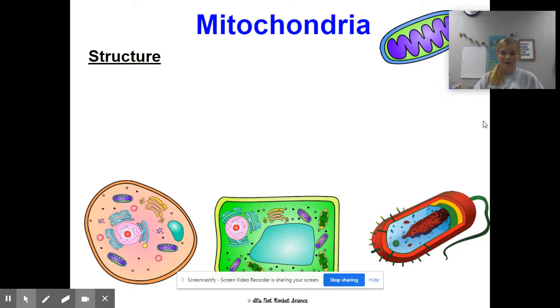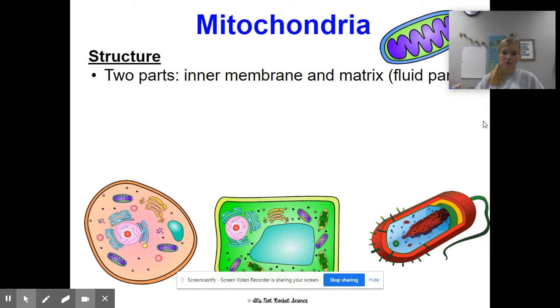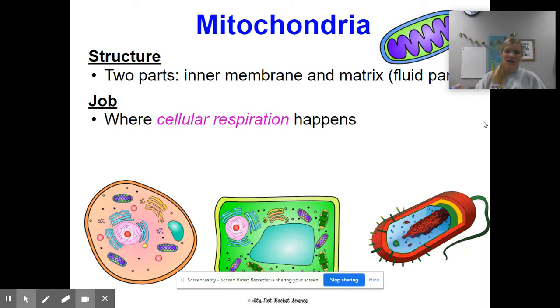Mitochondria, the mighty mitochondria. It has two different parts. So you have the inner membrane, which is that squiggly part, and then the matrix, which is the green fluid part that you see around it. Is it actually green? We'll find out. And its job, this is where cellular respiration happens.